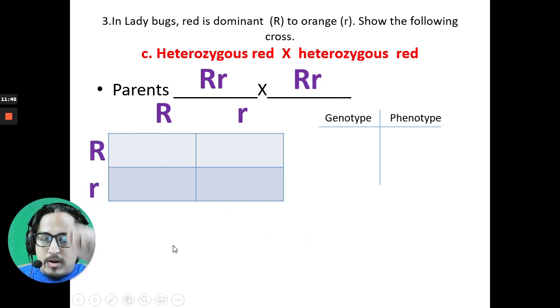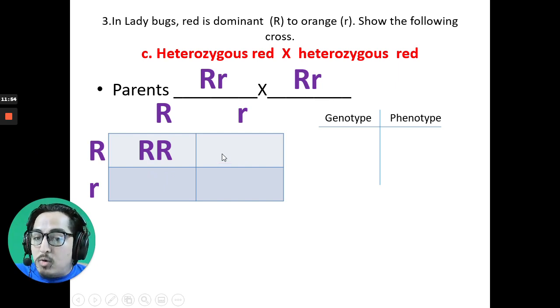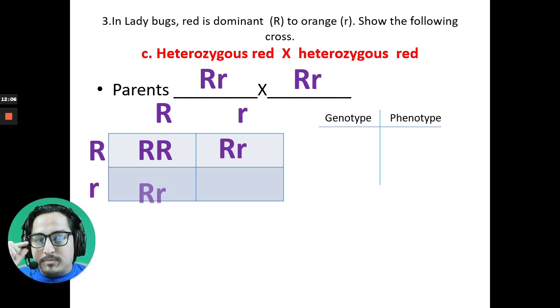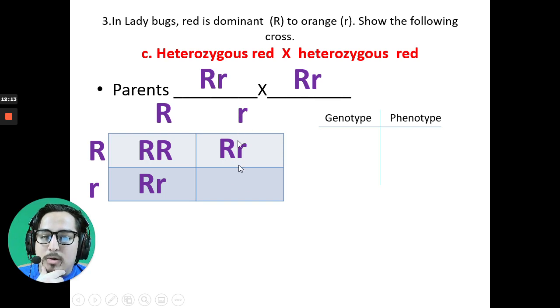Then you start crossing them, right? From the top and the side. So this and this combine, you get capital R, capital R. This and this combine here. Remember the capital goes first, always. Capital R, lowercase r. What about here? A lot of students make the mistake and they put the lowercase first. That is wrong. In your mind, you need to know, oh, that's not a thing. So, capital R, lowercase r, okay? Capital always goes first. And then here at the bottom, you have lowercase r, lowercase r, okay?